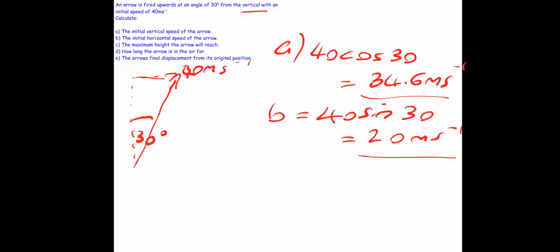The maximum height that the arrow will reach. So I'm just going to clear this. Just make sure that you've written down the two velocities. So maximum height. So let's take up as positive. Let's write suvat.